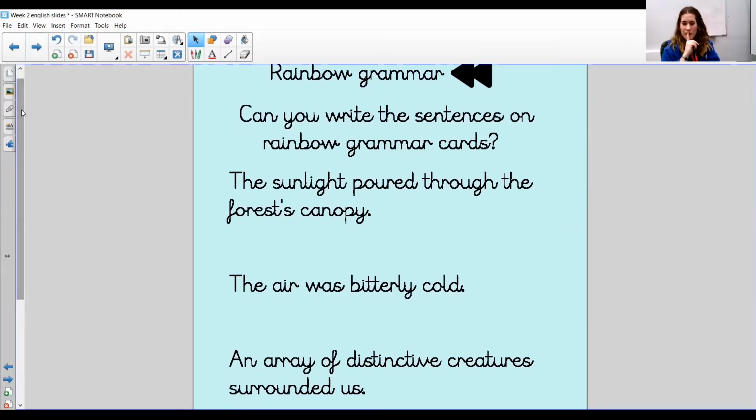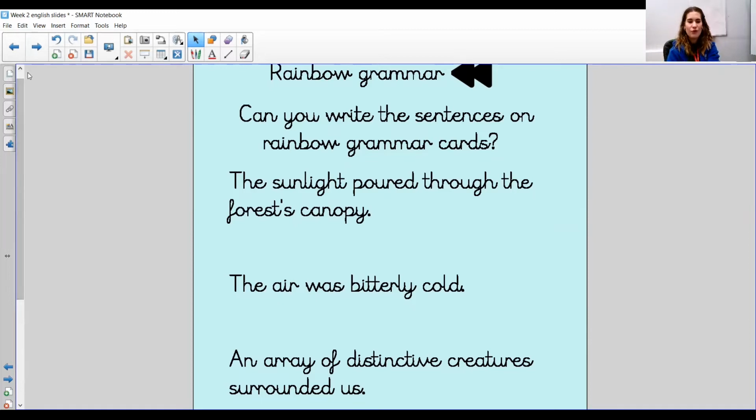Can you have a go now then at writing our rainbow grammar card, writing our sentences? These are all simple sentences, so they should only need a green, an orange, and a red for a subject, a predicate, and a stop. Can you have a go for me writing these sentences onto your rainbow grammar cards? Pause the video now, have a go, and then play when you're ready to look at the answers.